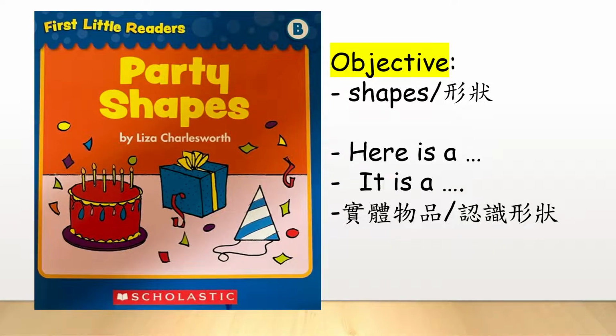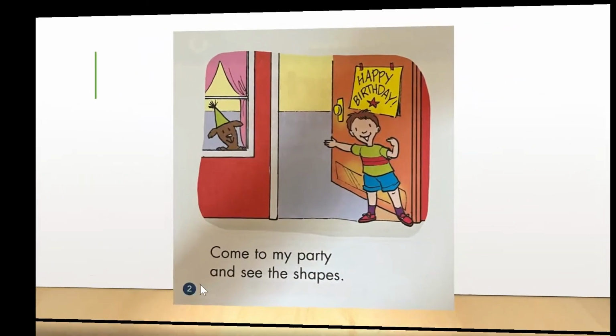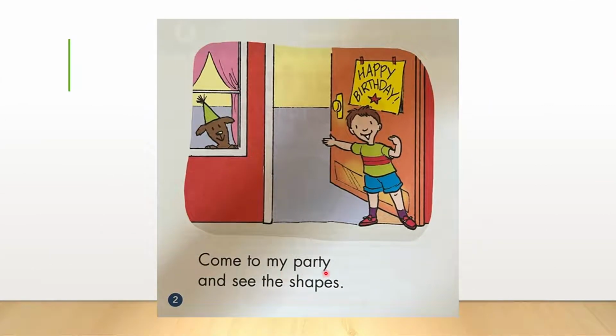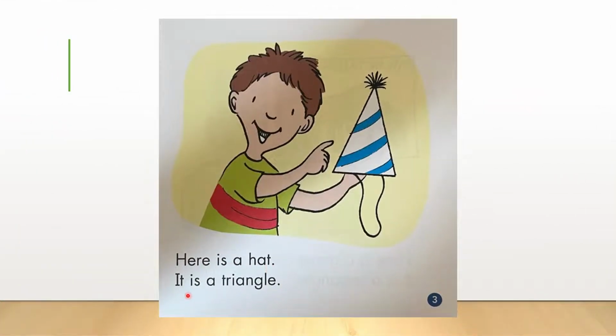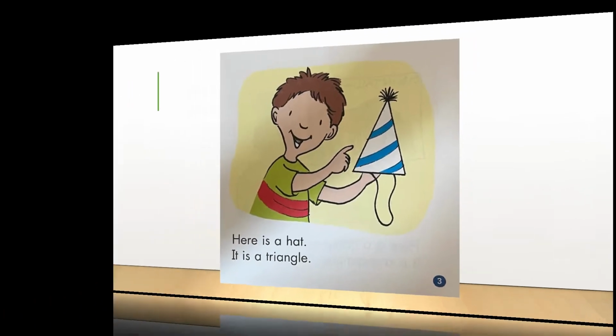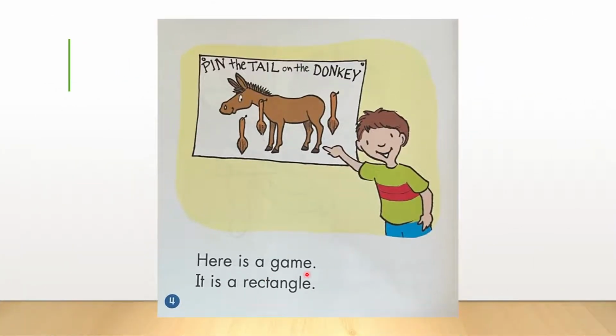Party shapes. Come to my party and see the shapes. Here's a hat. It is a triangle. Here's a game. It is a rectangle.